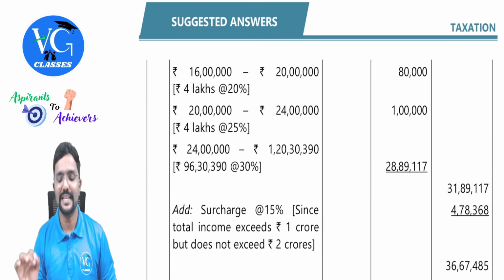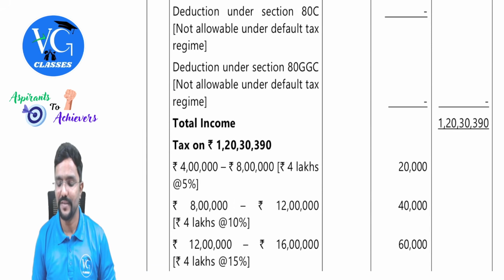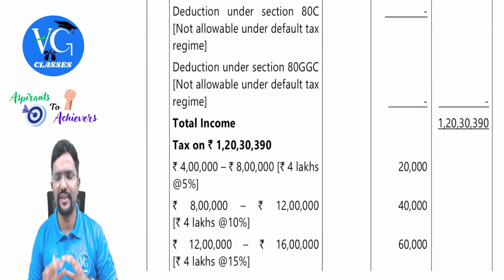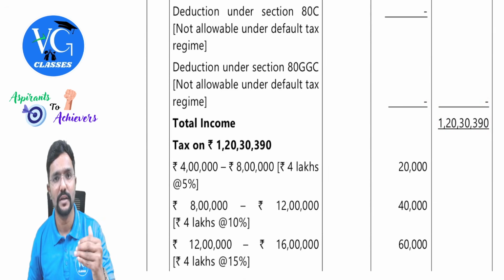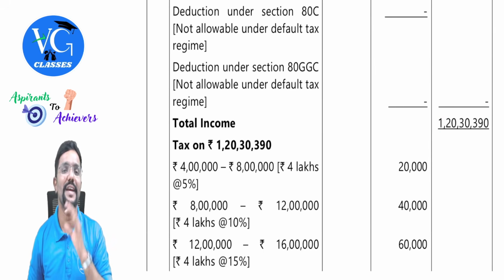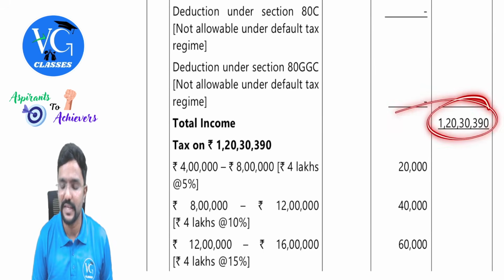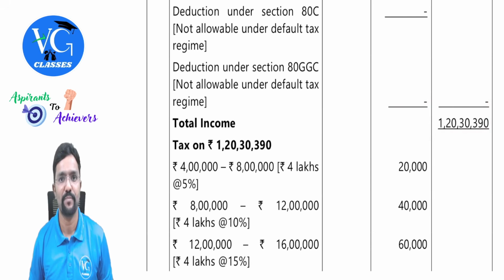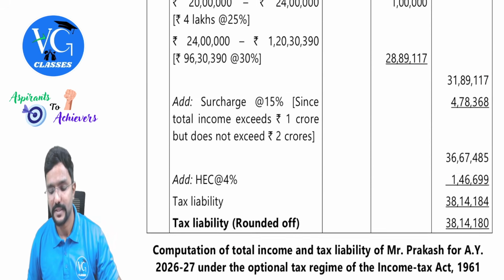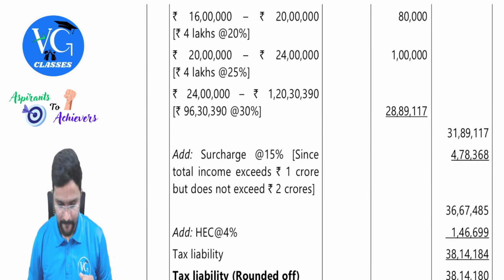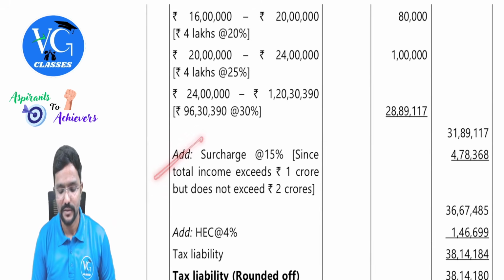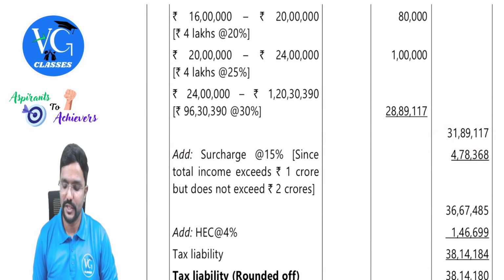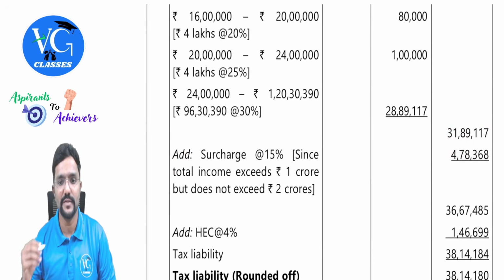So we are getting a gross tax liability of 31,89,117. And as the total income is more than 1 crore, surcharge would be applicable. Up to 50 lakh, no surcharge. 50 lakh to 1 crore, 10%. More than 1 crore up to 2 crore, it would be 15%. So in this case, it would be 15%, guys. Default regime. Yes, sir. So 15% surcharge on gross tax, which comes to 4,78,368.